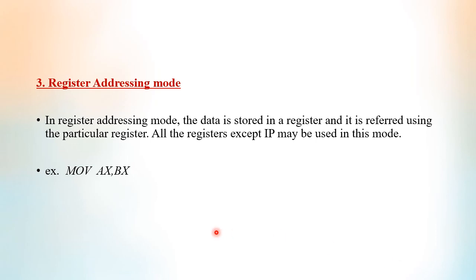Next one is register addressing mode. In register addressing mode, the data is stored inside a register and the value at the register is copied to the destination register. So here, MOV AX, BX. The value inside BX will be copied to AX. This is register addressing mode.